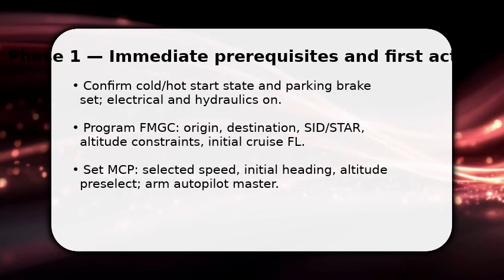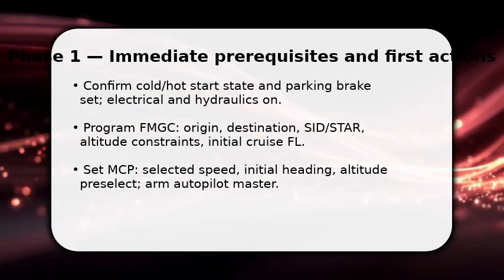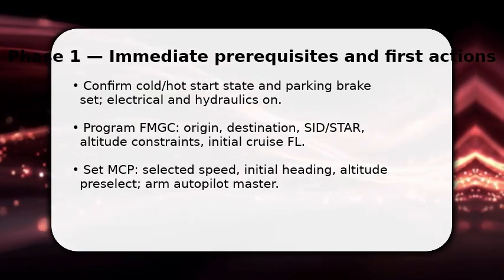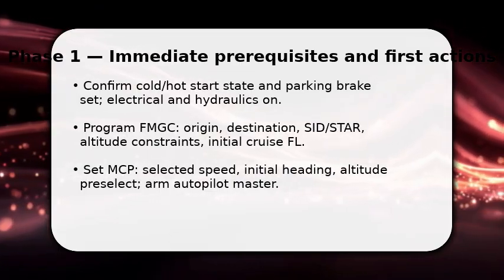You start by powering and preparing the flight management computer. Enter your origin, destination, and SID/STAR, then verify waypoints and altitude constraints in the FMGC. This gives the autopilot a route to fly.